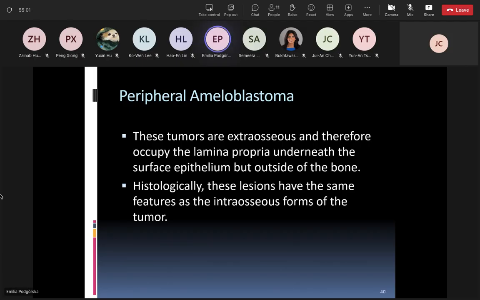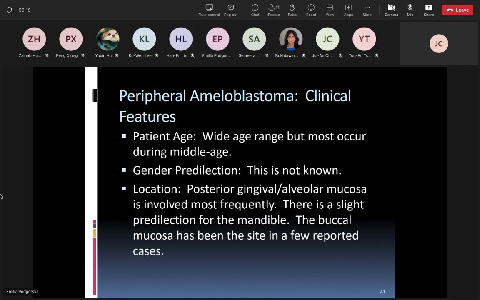Peripheral ameloblastoma. These tumors are extraosseous and therefore occupy the lamina propria underneath the surface epithelium but outside of the bone. Histologically, these lesions have the same features as the intraosseous form of the tumor. Wide age range, but most occur during middle age. Location: the posterior gingival and alveolar mucosa is involved most frequently. There is a slight predilection for the mandible. The buccal mucosa has been the site in a few reported cases.